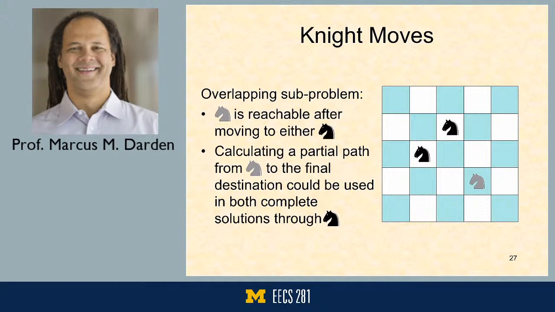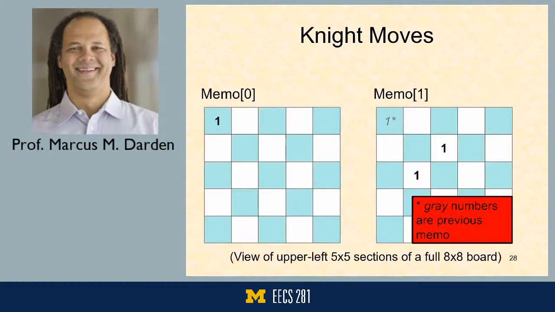All right? So any calculation of a partial path that goes through this gray thing could come from either of these two. That's why it's got this subproblem that's overlapping. It's not independent. So let's go back and look at that upper left corner again. Now we're taking out all the pretty pictures. We're just going to use numbers.